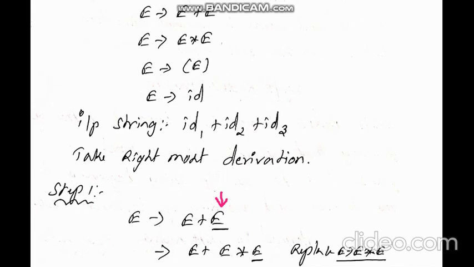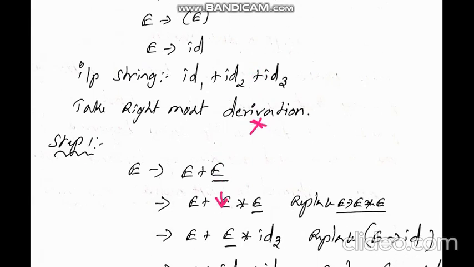I think this part here is asterisk, right? It is not plus, it is asterisk. So now we are going to see how exactly this input is matching. Now I am going to replace this particular rightmost derivation E into E asterisk E. The second step you can go to that.